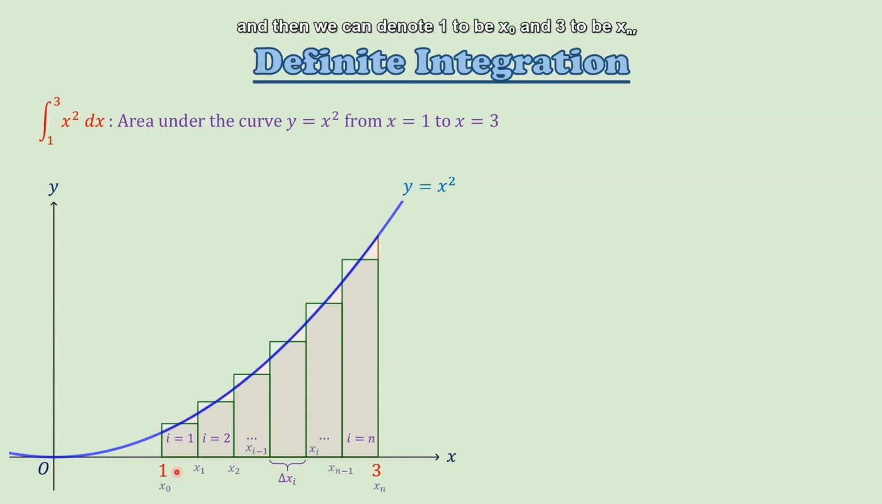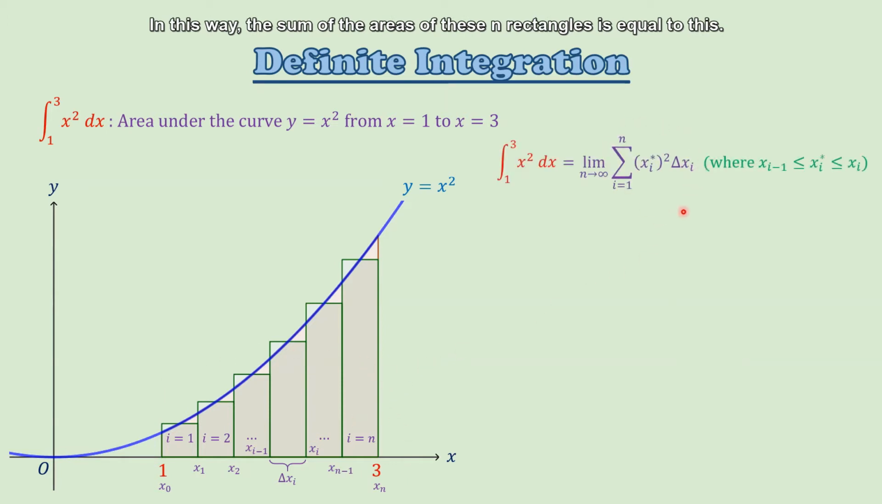And then we can denote 1 to be x0 and 3 to be xn. Then we have x1 here, x2 here, and so on and so forth. In this way, the sum of the areas of these n rectangles is equal to this. This part means the area of the ith rectangle. And this summation sign means we're going to find the sum of the areas of all the n rectangles. And then this limit sign means we're considering the limiting case in which the number of divisions tends to infinity. And this limit should be exactly equal to the area that we are interested in.